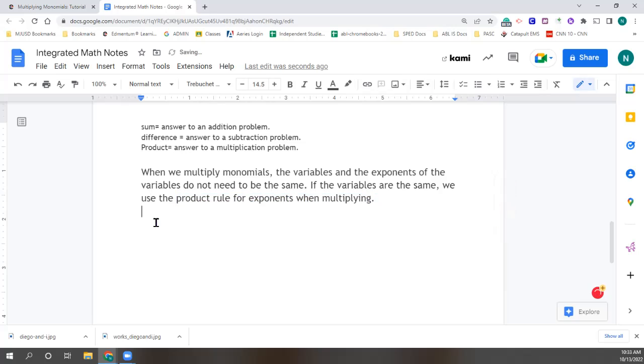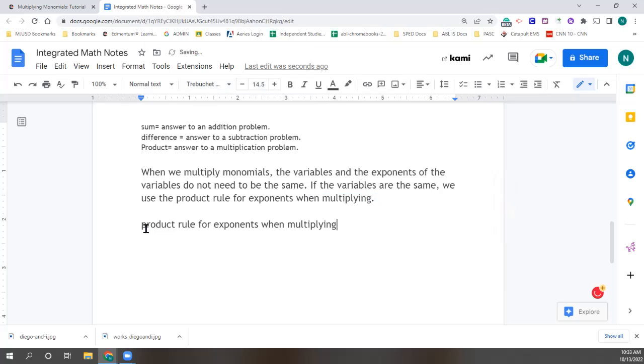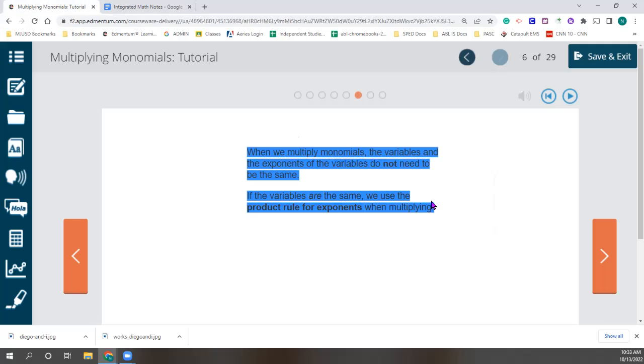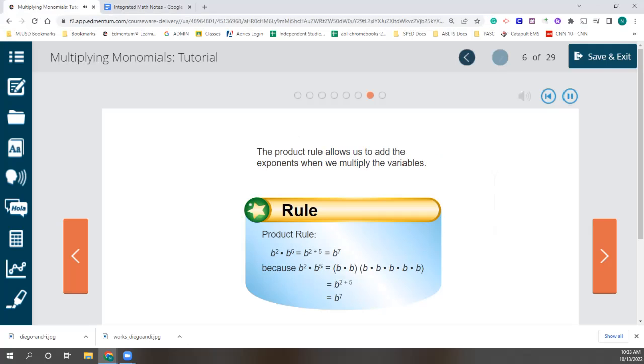Since I don't know what that is off the top of my head, I'm going to put that down here and make a little note. The product rule allows us to add the exponents when we multiply the variables. Here's the product rule. b squared times b to the 5th equals b to the sum of 2 and 5, which equals b to the 7th.